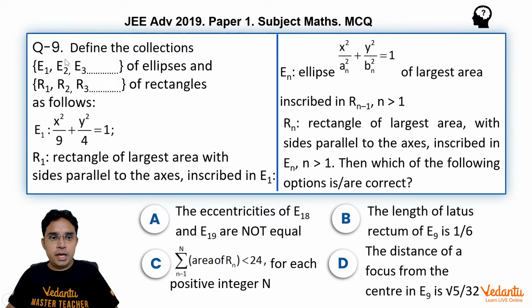This is question number 9 from paper 1. This question is taken from the topic ellipse in conic section, one very important topic for JEE Advanced. Let us see what this question is.